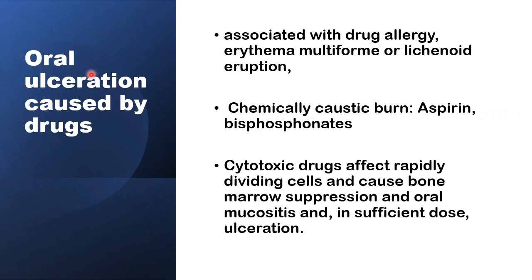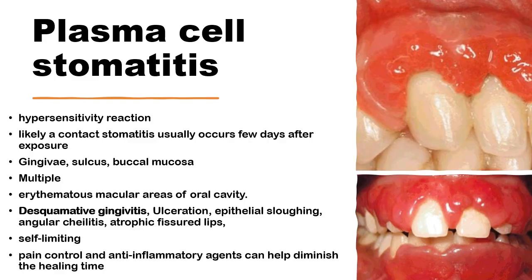Medications can sometimes cause oral ulcerations in different ways. We have seen examples of oral ulcers caused by caustic burns, like in aspirin, for example. Some medications can cause drug allergy and give rise to conditions like erythema multiforme or lichenoid eruption. Also, some medications like cytotoxic drugs can have a direct effect on the rapidly dividing cells and can cause bone marrow suppression and oral ulceration. Multiple oral ulceration can also be caused by allergic reactions or hypersensitivity.